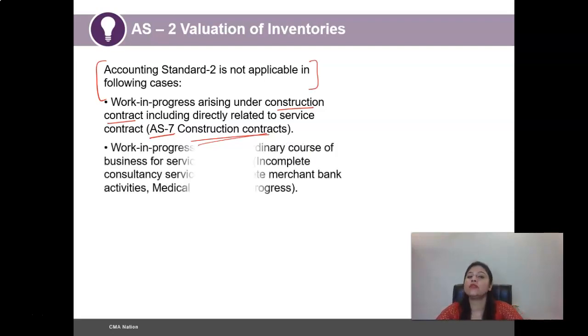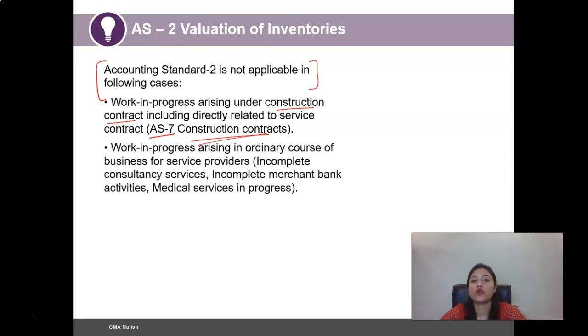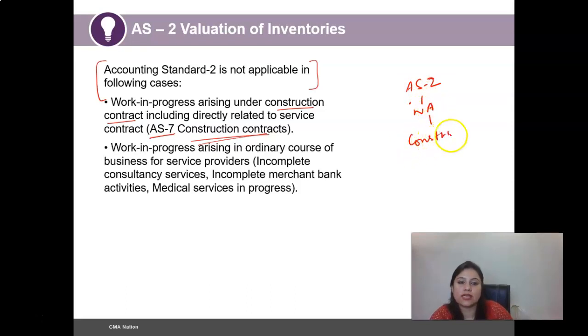So this is where the application of your concept plays an important role. You need to understand a particular accounting standard word by word, which will ensure that you do not commit a mistake while solving either a conceptual, practical or theory question. So AS2 is not applicable in the case of construction contracts, because AS7 will be applicable. In the case of construction contracts, AS7 will be applicable and AS2 won't be.